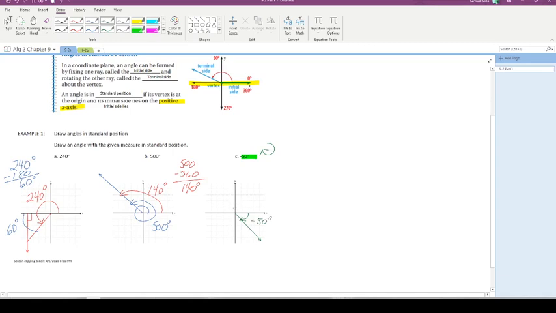The terminal side of that is what? It's coming from here to here. So because negative 50 is negative, the terminal side is 50 clockwise from the positive x-axis. And there you go. We have drawn angles with the given measure in standard position.